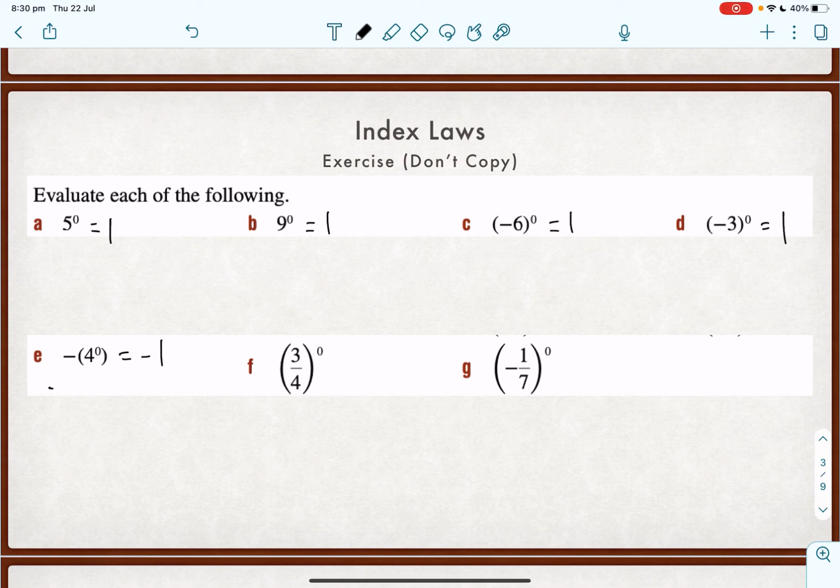Okay, basically if you simplify it, the negative inside the bracket will be 1, so negative 1 is the same thing. Okay, so negative 1. A fraction, still 1. A negative fraction, still 1. Okay, easy. Cool. Let's move on.